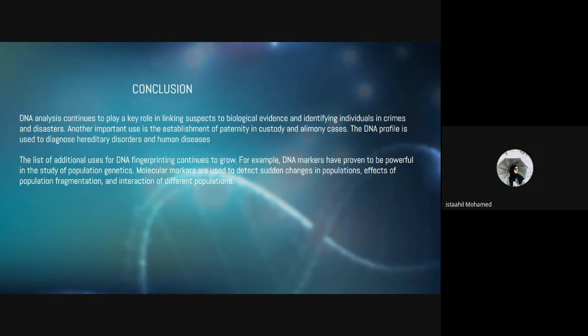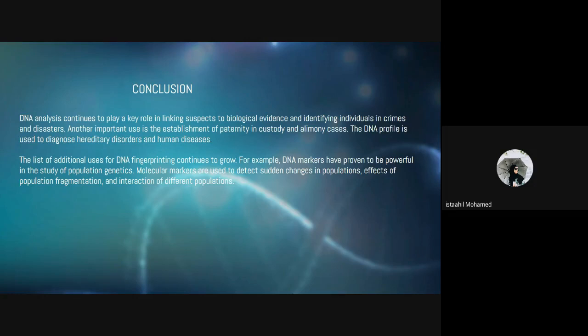DNA analysis continues to play a key role in linking suspects to biological evidence and identifying individuals in crimes and disasters. Another important use is establishing paternity in custody and alimony cases. The DNA profile is used to diagnose hereditary disorders and human diseases. Also, the list of additional uses of DNA fingerprinting continues to grow.